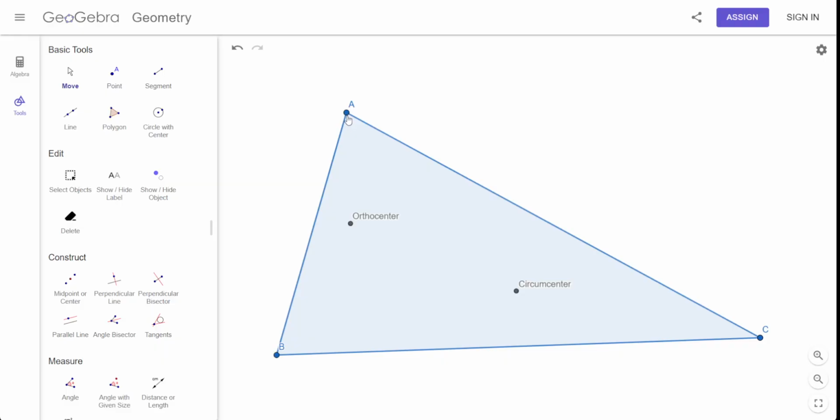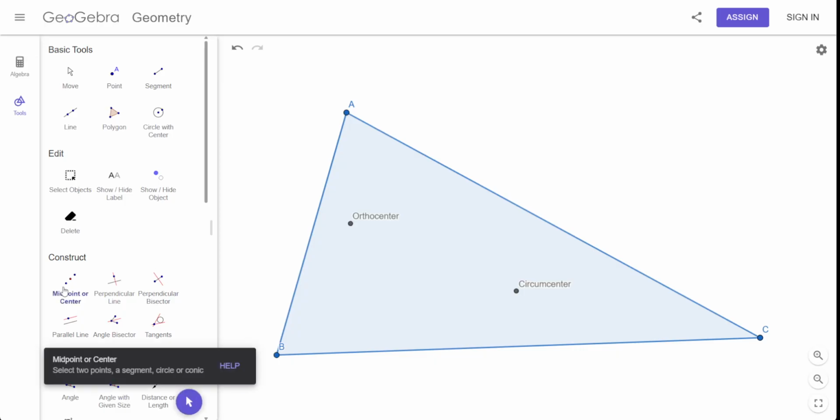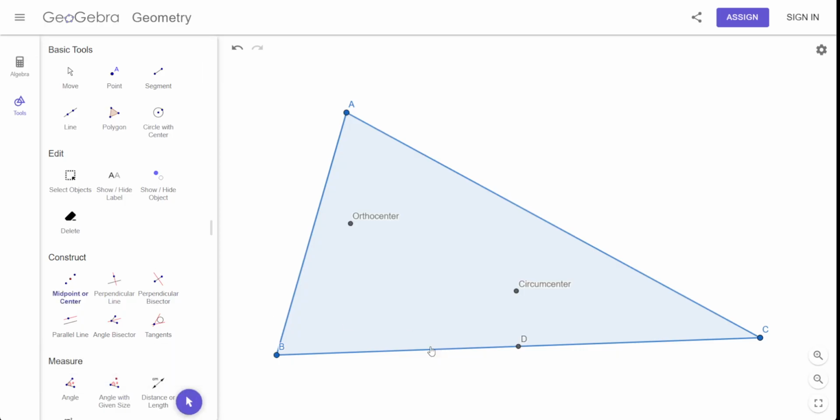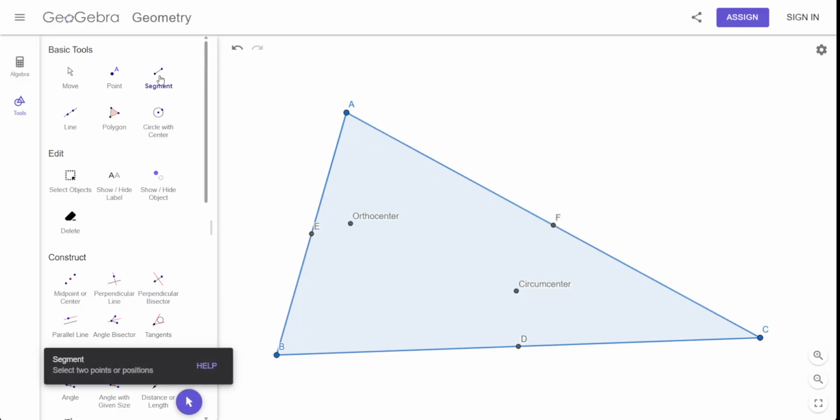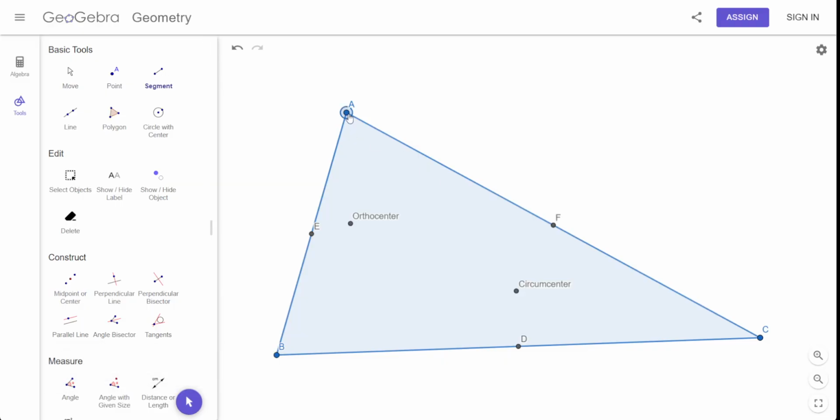The median goes from, let's do this, midpoint. There it is, midpoint. So what I'm going to do is find the midpoint of that side, find the midpoint of this side, and find the midpoint of this side. And then I'm going to draw a segment from A to the midpoint. Everybody see what I just did? I went from a vertex to the midpoint, not perpendicular this time. We did that with the orthocenter. We're just going to the midpoint this time.